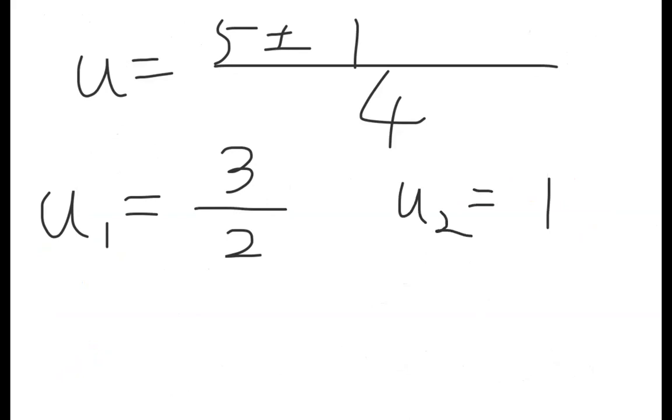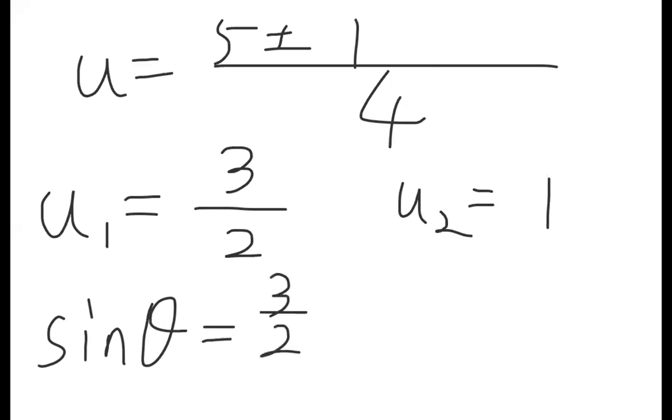Right? After solving the u, because u is just sine, right? So you have sine theta is equal to 3 over 2, or sine theta is equal to 1. So you have two trigonometry functions to solve. Okay.